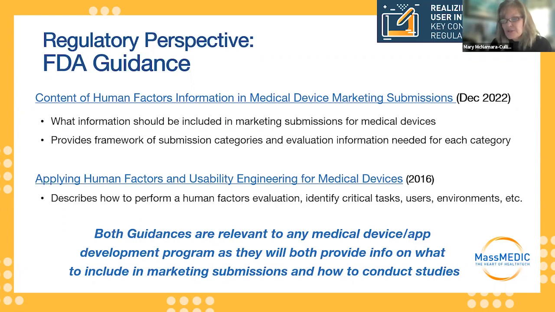And what we need to do there is follow decision trees to determine what that information is. And then the second guidance document that I urge everybody to follow very carefully in conjunction with the most recent one is the 2016 guidance document, which really gives us a how-to on how to perform human factors evaluations, how to identify those critical tasks, users, user interfaces, and environments.